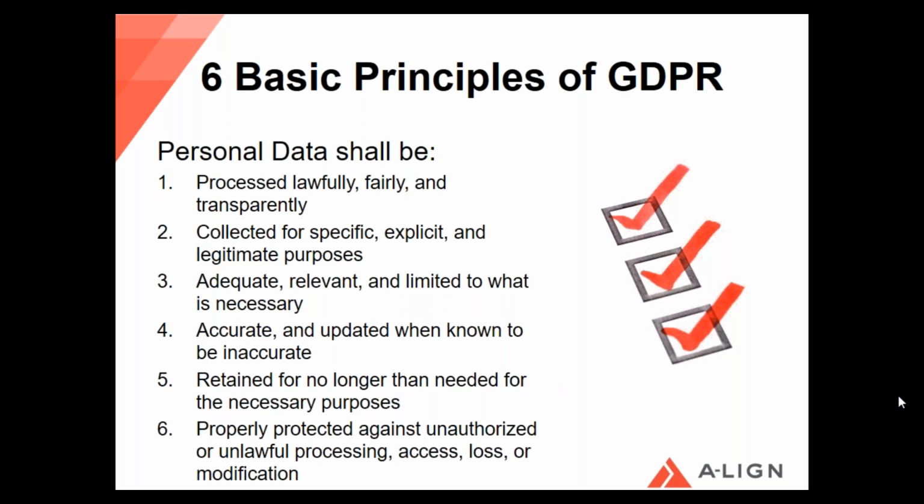Three, it should be adequate, relevant, and limited to what is truly necessary. Four, it should be accurate and updated when known to be inaccurate. Five, it should be retained for no longer than needed for the necessary purposes. And lastly, it should be properly protected against unauthorized or unlawful processing, access, loss, or modification. As I mentioned, those are the 6 basic principles related to personal data and how that data should be treated. One of the things you'll see in there is processed lawfully.